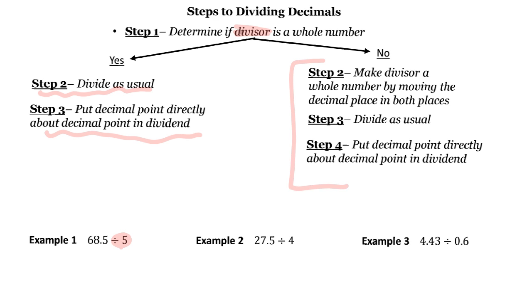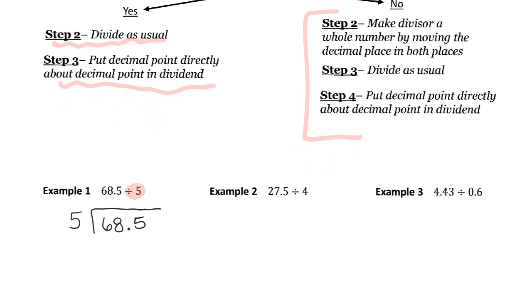So let's first start by dividing ones that have divisors that are a whole number, okay? Looking at example 1, the divisor, or the number we're dividing by, is a whole number. So we're going to do long division as usual, which means that the 5 comes out front and the 68.5 goes on top, okay? So now we just divide as usual.